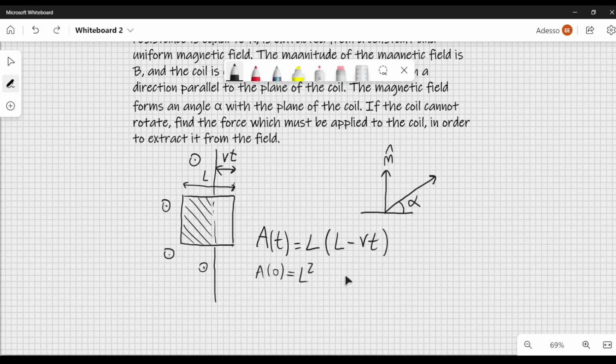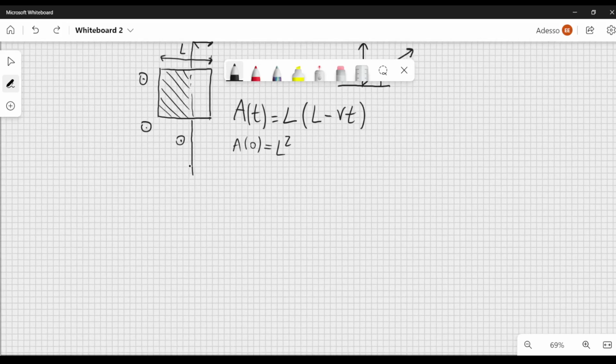And why are we interested in the area? Well, because we need to calculate the derivative of the flux, phi of t. And the flux phi of t will be the magnetic field vector multiplied with the dot product by the normal to the surface, and then we multiply by the area A of t.